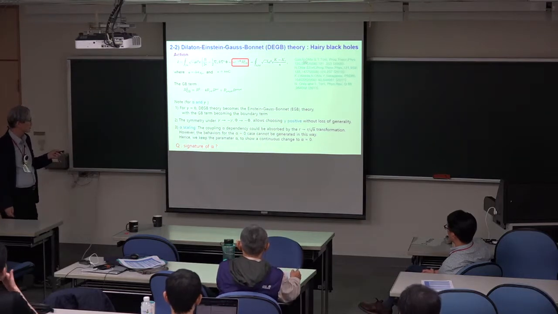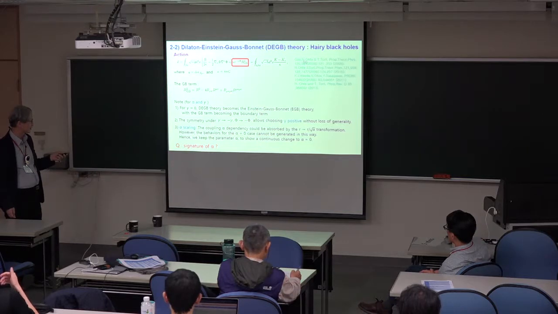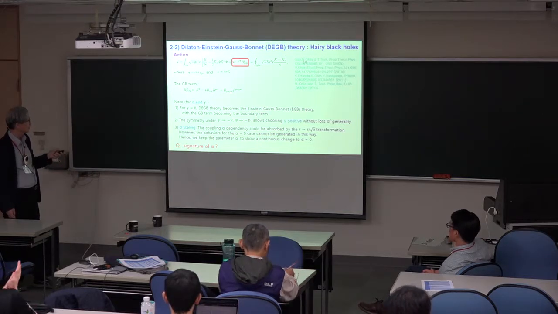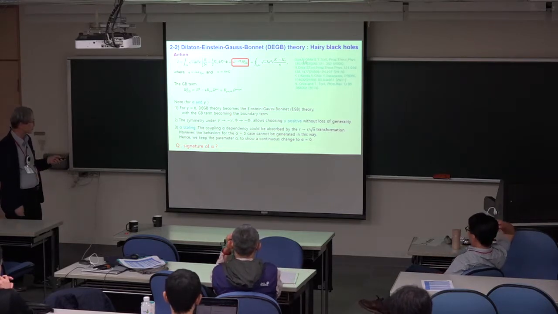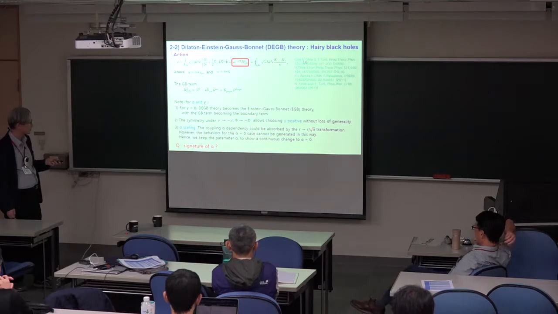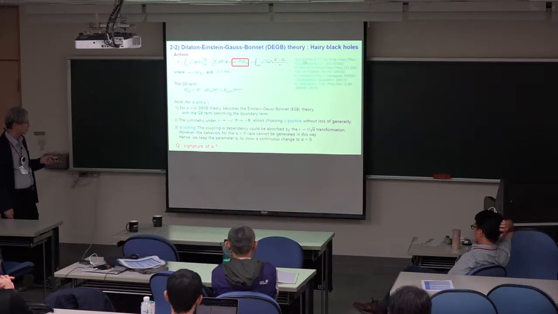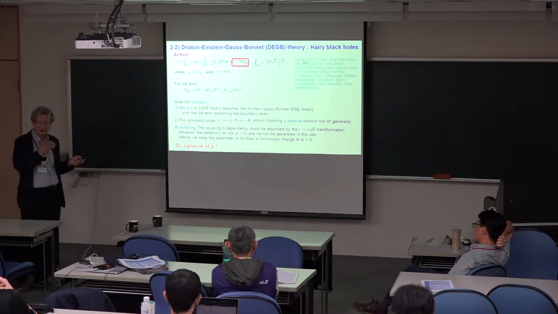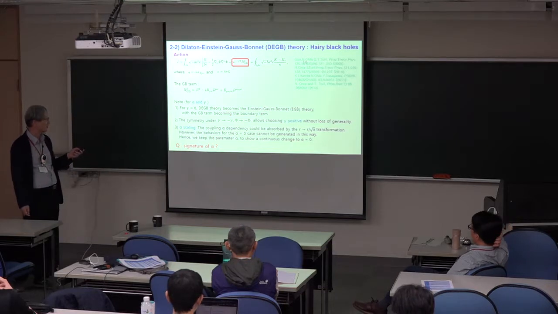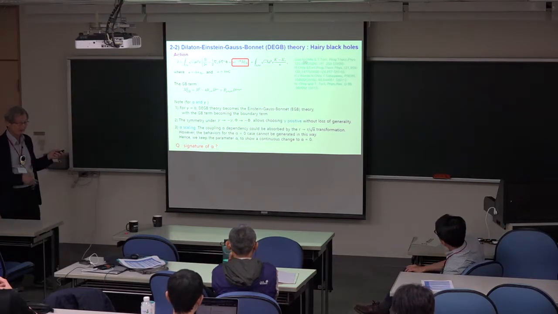The Gauss-Bonnet term is some special combination of the Ricci scalar, Ricci tensor, and the Riemann tensor. There are two parameters here, alpha and gamma. But alpha can be absorbed by rescaling. We can rescale the distance, and alpha will disappear. So in other words, the only physics that we are interested in is the sign of alpha, whether alpha is positive or negative.